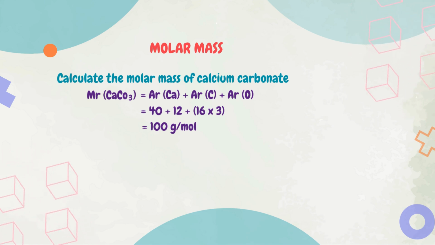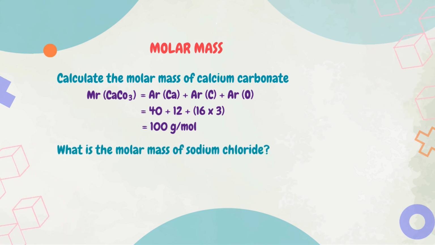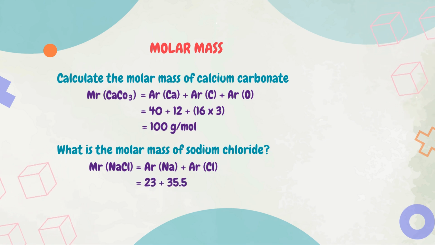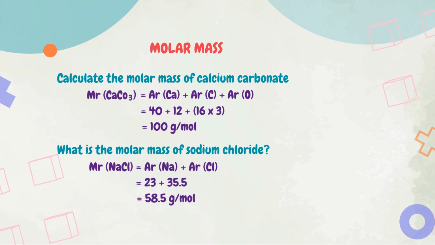Another example. What is the molar mass of sodium chloride? The molar mass of sodium chloride is equal to the relative atomic mass of sodium plus the relative atomic mass of chlorine. The relative atomic mass of sodium is 23. The relative atomic mass of chlorine is 35.5. 23 plus 35.5 gives 58.5 grams per mole. Therefore, the molar mass of sodium chloride is 58.5 grams per mole.